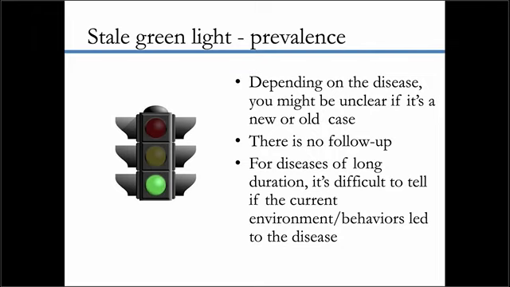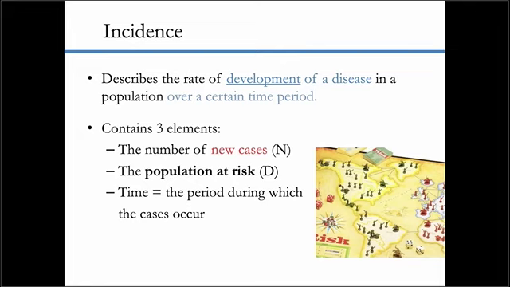So essentially, how many people do we expect to get infected with that disease or to get diagnosed with that disease over a certain period of time that we define? That's what we use incidence for. So our incidence describes the rate of development of a disease in a population over a certain period of time.